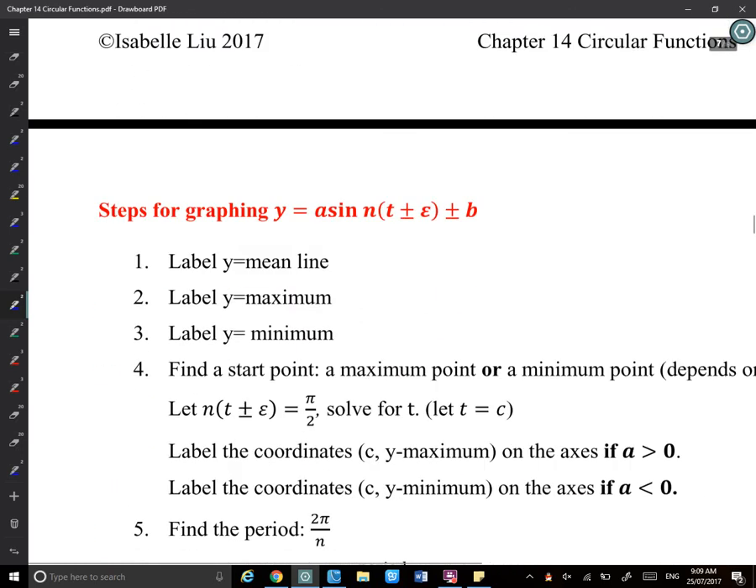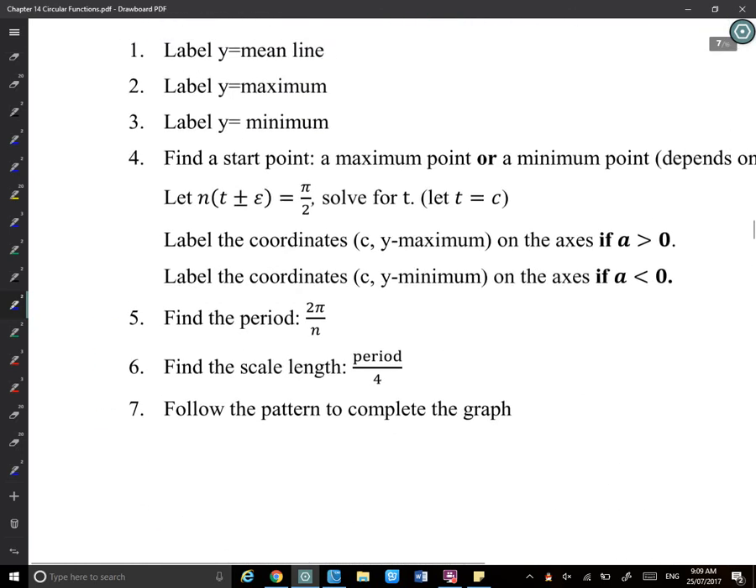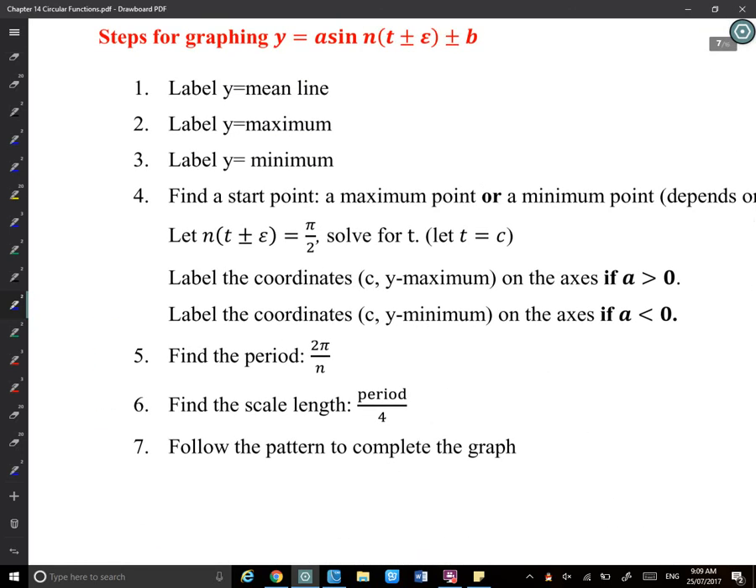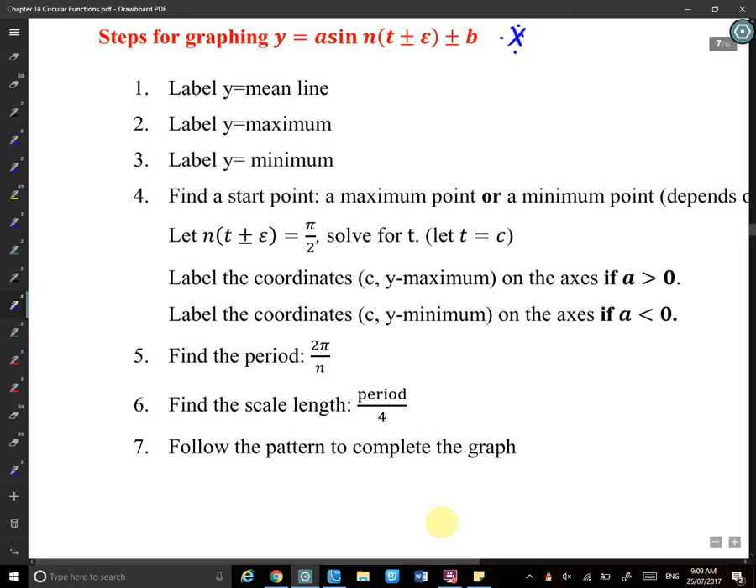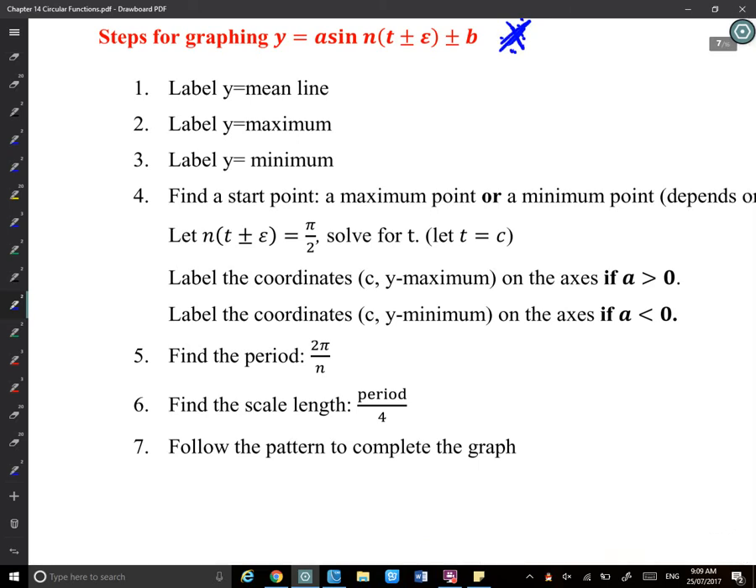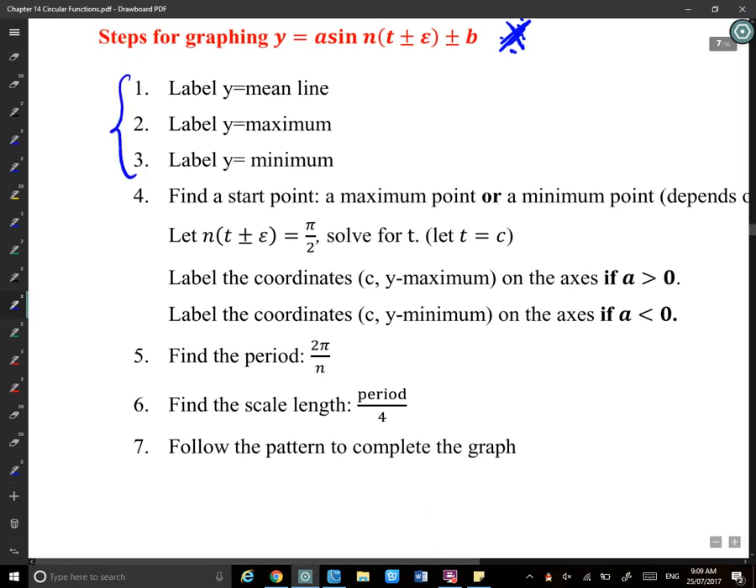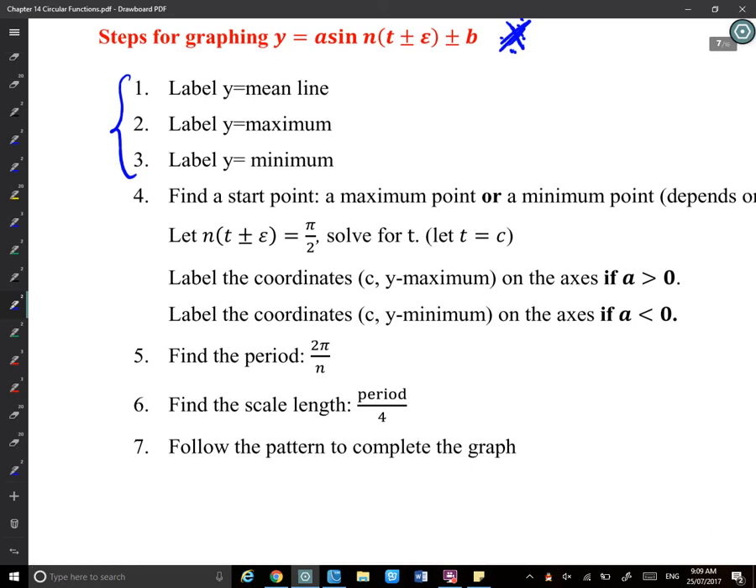So this is the step of sketching the sine graph. This is only for sine. When you sketch cosine, there will be a little bit of change, only one step change. For the first step, as I have talked about, I need to label the mean line, the maximum, and the minimum. So I need to label those 3 lines.